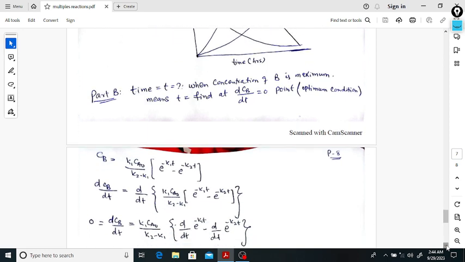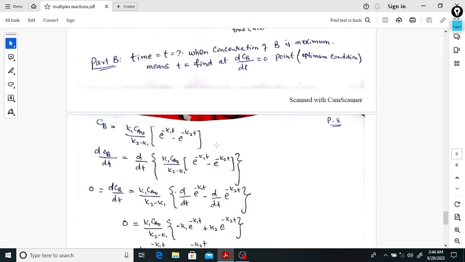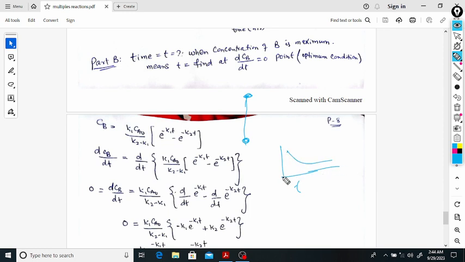So the concentration of B is already obtained at the maxima. At the maximum, the derivative of the concentration of component B will be 0. This was time, Ca, Cb, and this was the concentration of component C. Here the concentration of B is at its maximum, so the derivative of the concentration of component B will be 0 at this time.